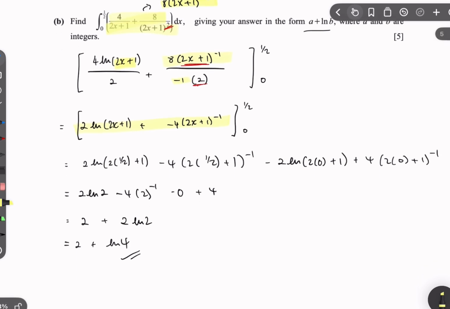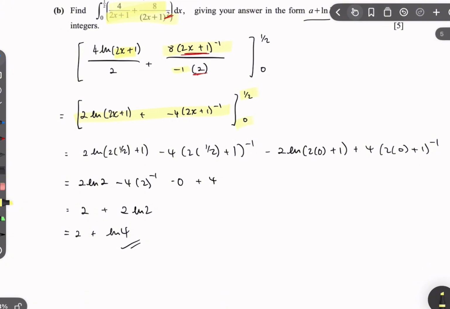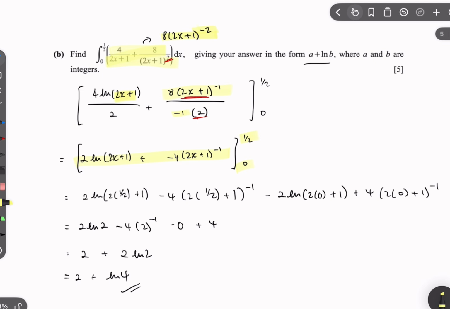And once again, you just sub in half and 0 into the equation, and you need to leave the answer in this form. So you will be getting 2 plus ln 4 as the final answer.